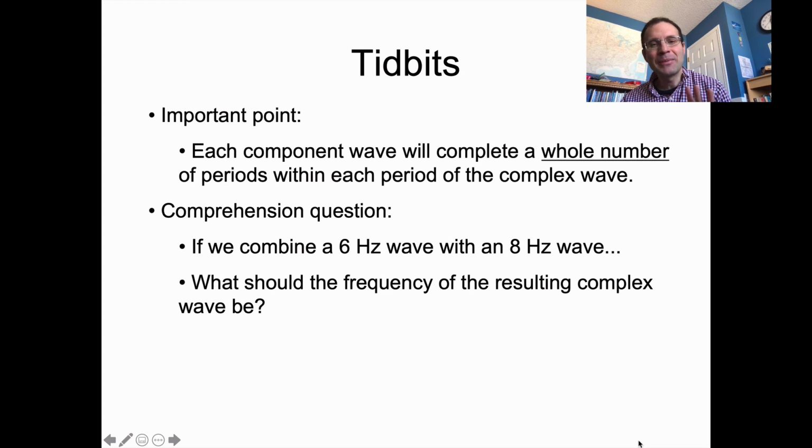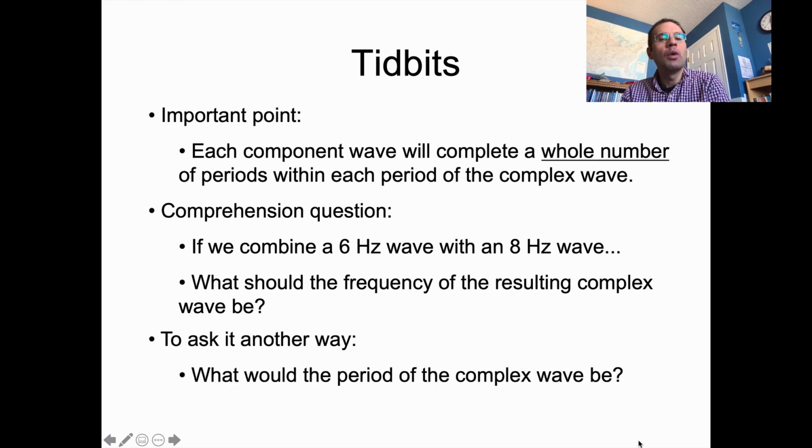Okay, so if we combine a 6 hertz wave with an 8 hertz wave, let's think about this one as well. What should the frequency of the resulting complex wave be? And hopefully you can see at least the path to answer this question from what we've talked about already with respect to greatest common denominators or maybe smallest common multiples, but I want to talk about it with respect to the multiples. Another way you can think about this is, what would the period of the complex wave be that we form by combining these two sine waves together? These two questions have answers that are related to one another, right? Frequency and period.